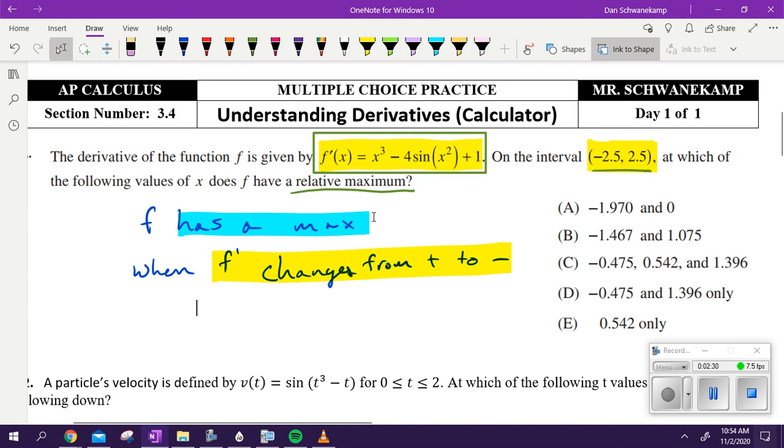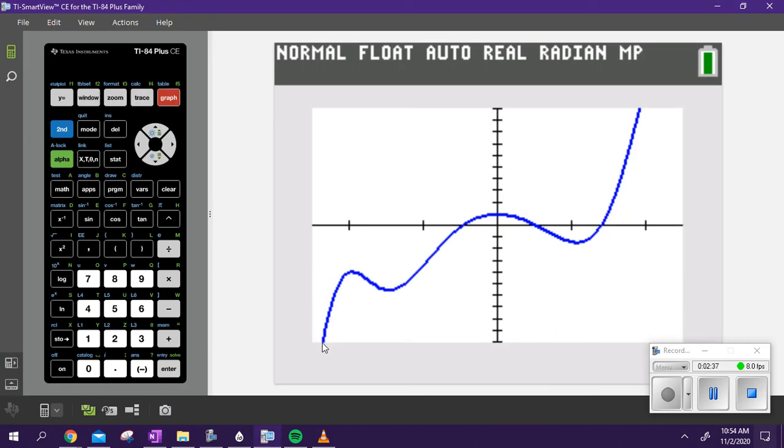We said f has a maximum when f prime changes from positive to negative. This is a graph of f prime. So that's what I'm looking for. Tell me now when I have a maximum. No, that's not one either. That is negative to positive because I'm going below to above. So what is this spot right here? That's a minimum. And then that is the spot I care about because f prime goes from above the x-axis to below. That is my maximum.